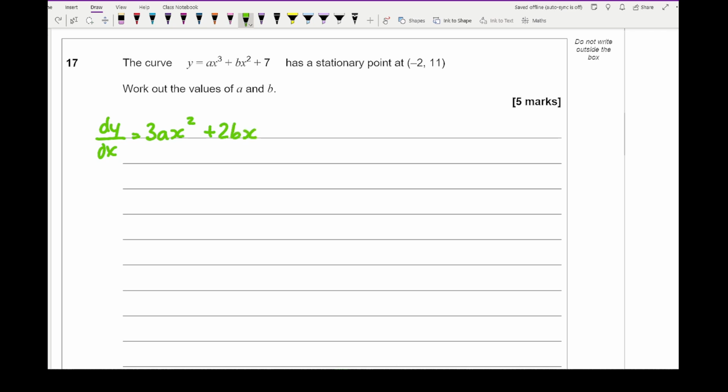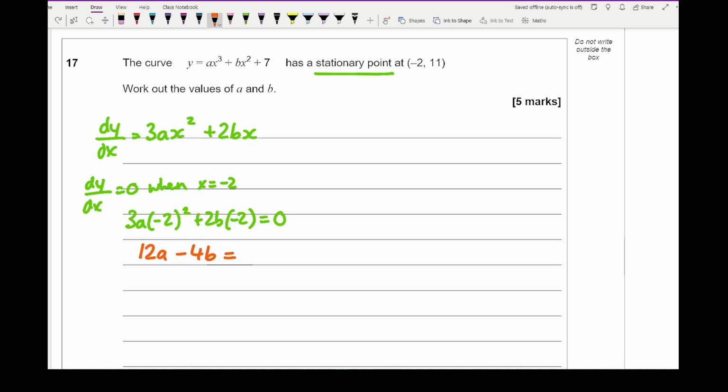Now, from this, what we know is that because it's a stationary point, dy over dx equals 0 when x equals minus 2. So if I substitute x equals minus 2 into dy dx, then let's have a look at what we get. Well, we're going to get 3a multiplied by (minus 2) squared plus 2b multiplied by minus 2, and that equals 0. So simplifying all of this, minus 2 squared is positive 4, so that becomes 12a. 2 times minus 2 becomes minus 4, so that's minus 4b equals 0. And that's one equation that I've got there.